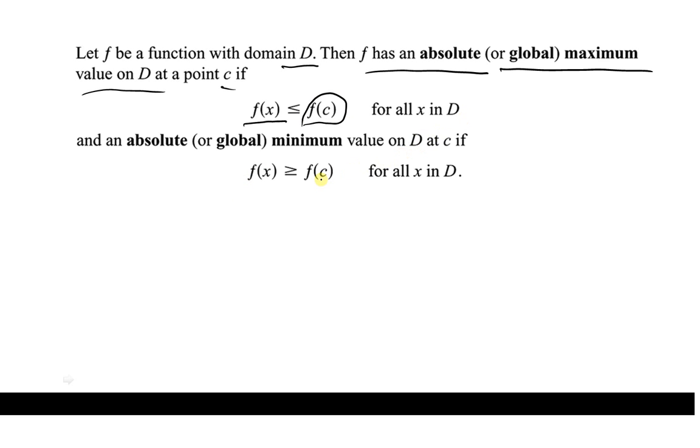And the function is said to have an absolute or global minimum on the domain at c if all other values of f of x other than at c are more than or equal to f of c for all x in D.